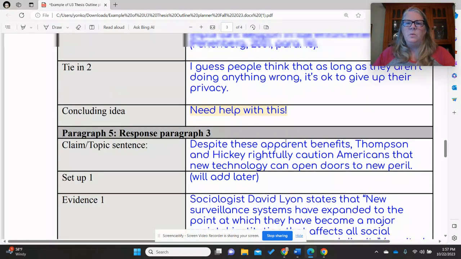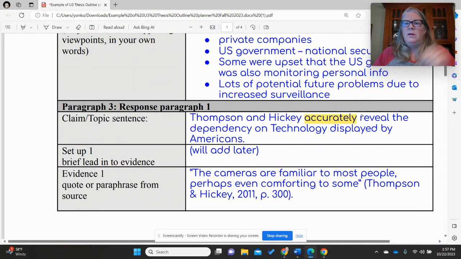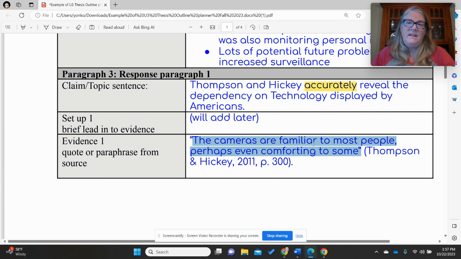So remember that once we establish the focus for the paragraph, if we look at this first one, they reveal the dependency on technology displayed by Americans. So the quote that we bring in from R2 needs to be someplace where they do this, right? So the student who wrote this used this quote: "The cameras are familiar to most people, perhaps even comforting to some." Okay, they reveal the dependency on technology displayed by Americans, and this is where it kind of says that Americans are dependent. It's familiar, comforting to see these cameras around, right?